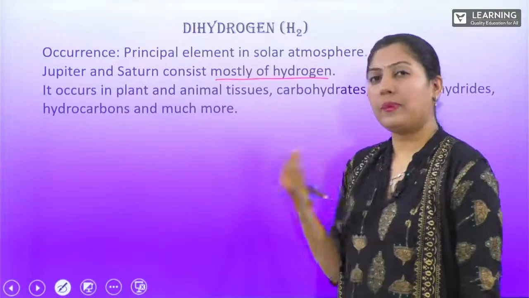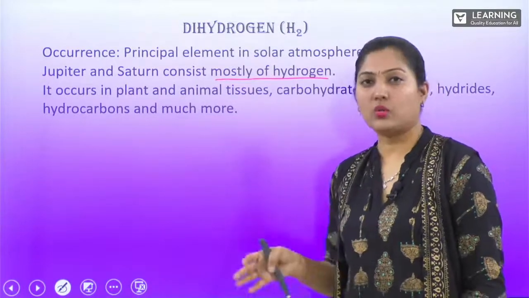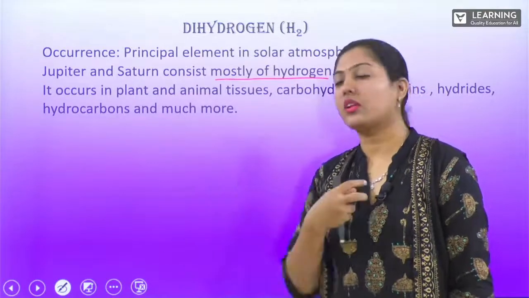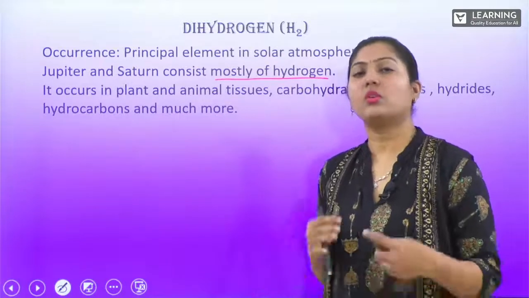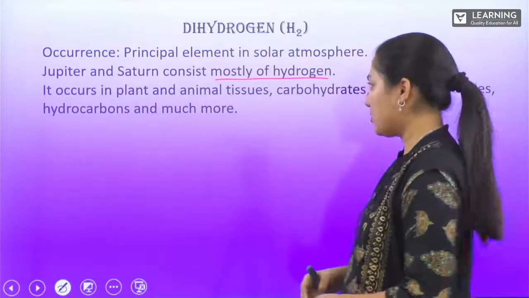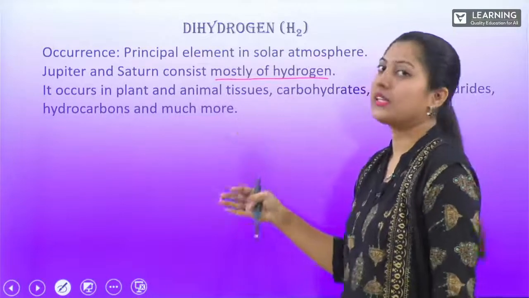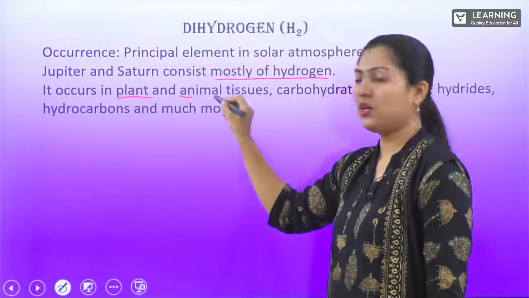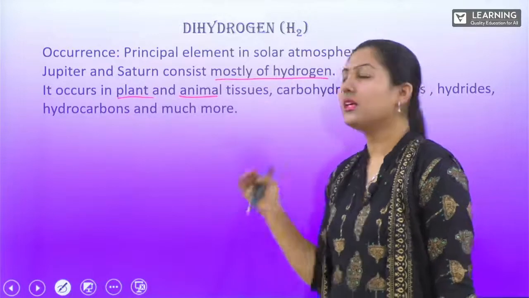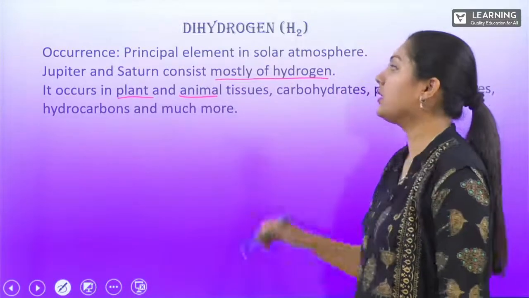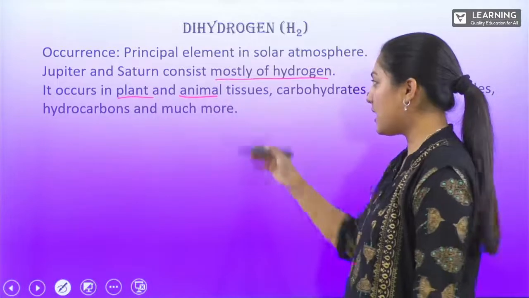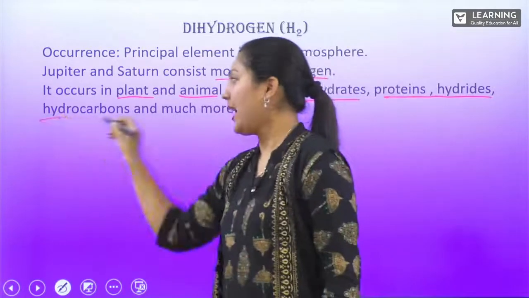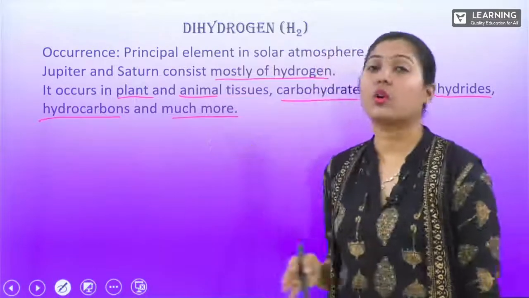It occurs in plants, as we see. We all want water. Not only water, the carbohydrates, hydrocarbons, whatever we use in our body, most of them contain this hydrogen. So the tissues we have in our body are made up of hydrogen, carbon and oxygen. That is the basic thing, right? We know. So there hydrogen is required. So it occurs in plant and animal tissues, carbohydrates, proteins, hydrates, hydrocarbons and many more compounds.